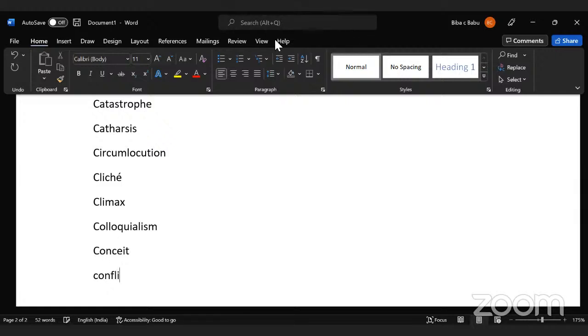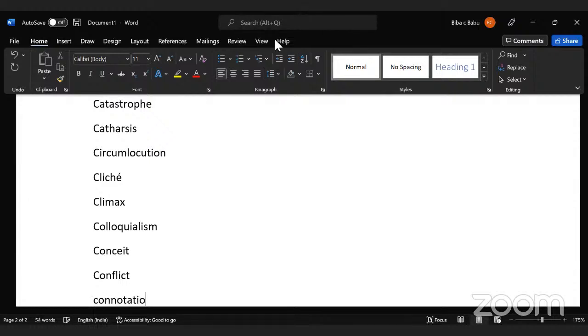Next is conflict. Conflict is the element that creates a plot. The play or story, whatever you read, has a plot, and that plot originates from a conflict. It is the basic element. It can be internal conflict or external conflict. It can be conflict between characters, or a person with society or with nature, or the conflict within oneself. So it is an element that creates a plot.